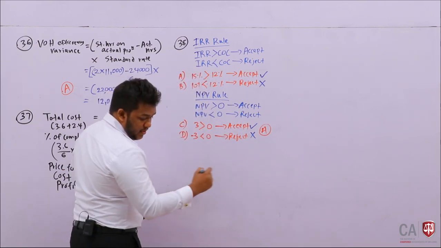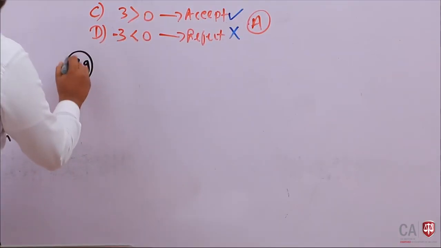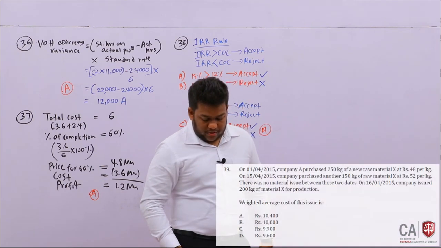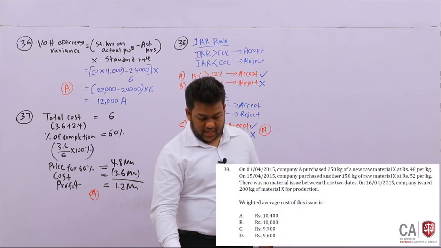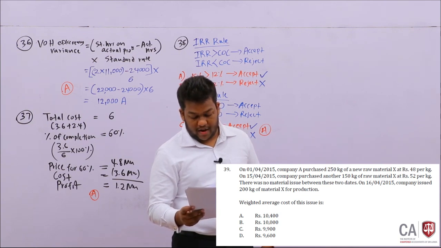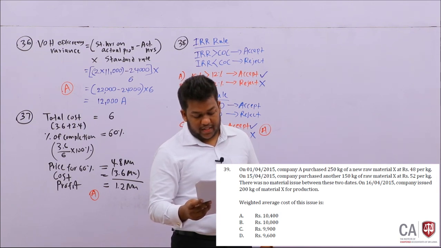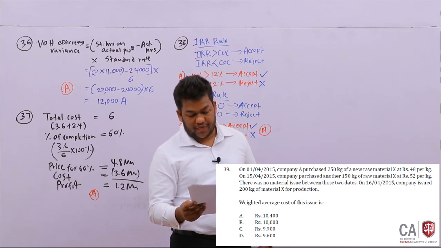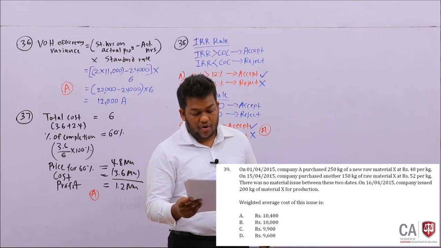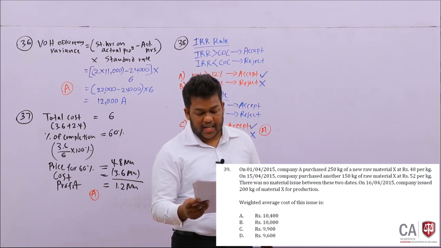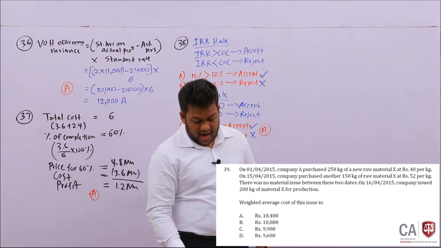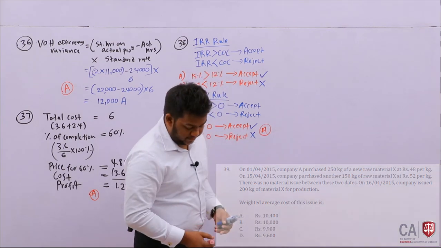Then question 39. On 1st April 2015, a company A purchased 250 kg of a new material X at rupees 48 per kilogram. On 15th April 2015, the company purchased another 150 kg of raw material X at rupees 52 per kilogram. There was no material issue between these 2 days, and on 16th April, the company issues 200 kg of material X for production. They are asking the weighted average cost of this issue.